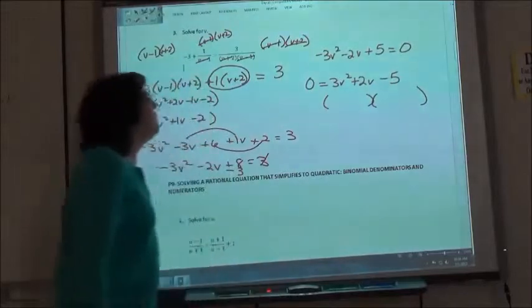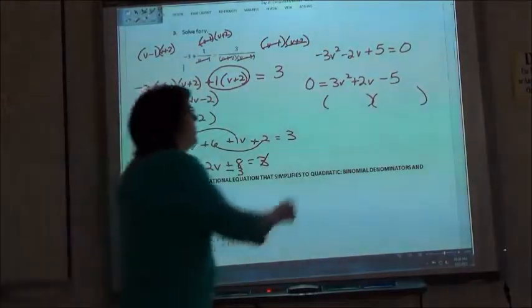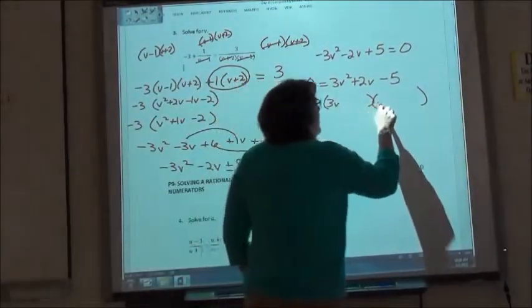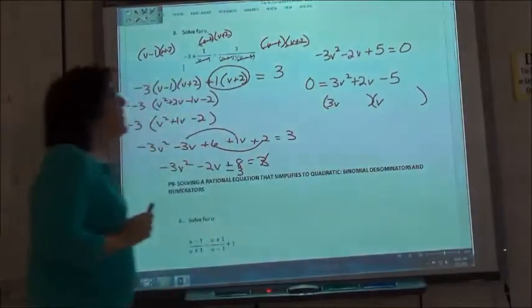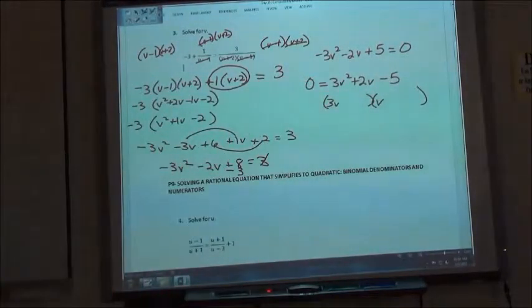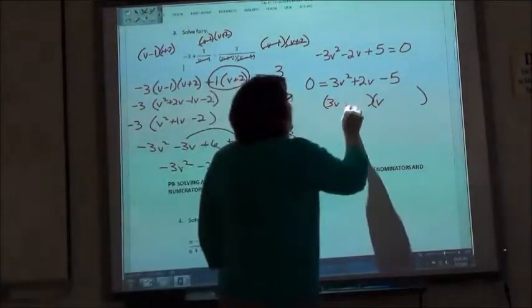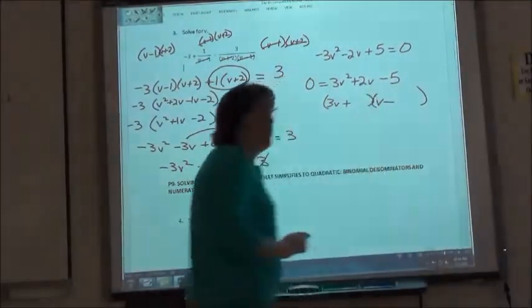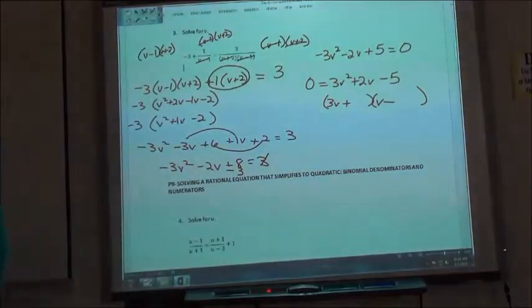So factors of 3v squared. 3v and v. My signs on this one. One positive and one negative, because the end is a negative, right? Positive times a negative is a negative.